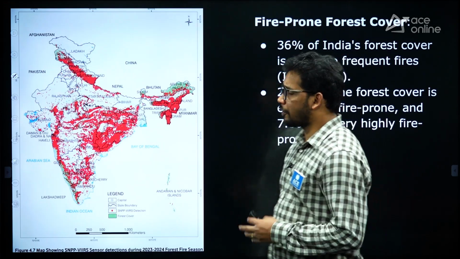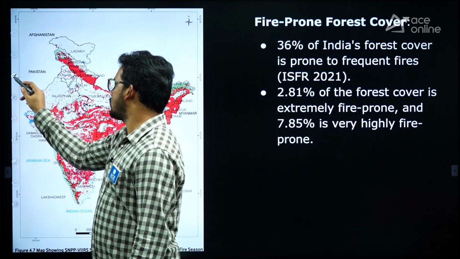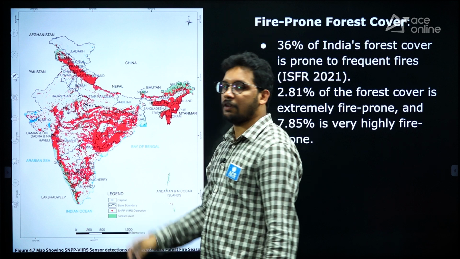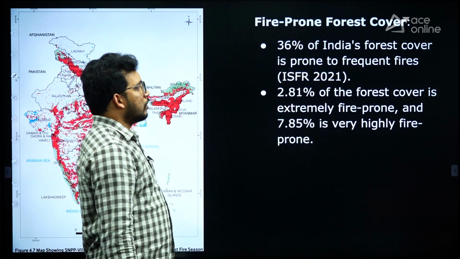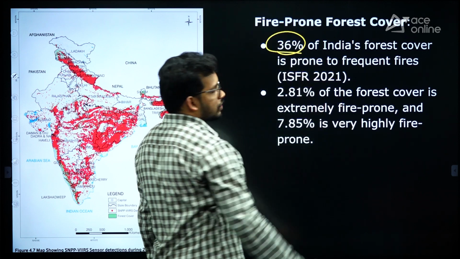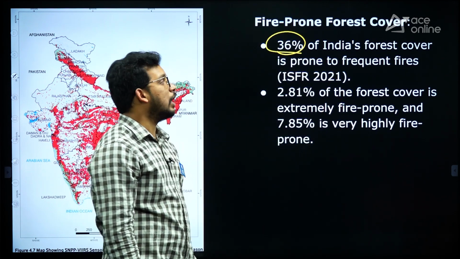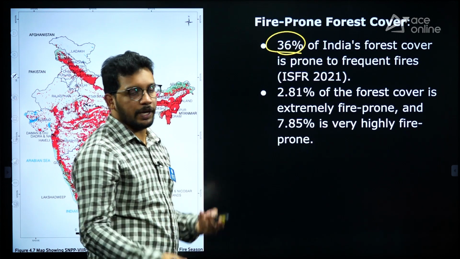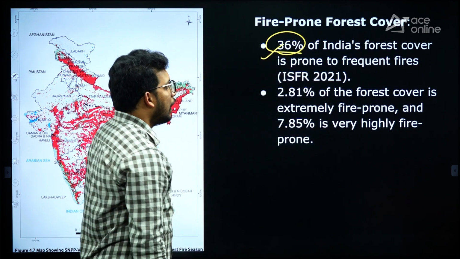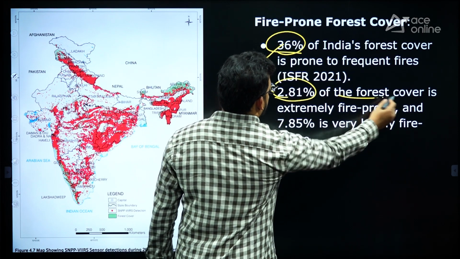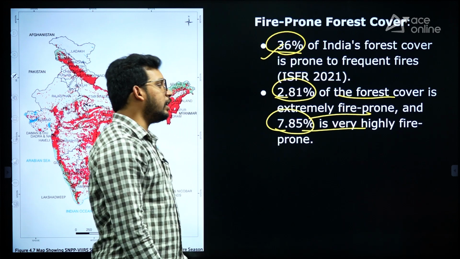Now we have the forest fire also. We have been given the forest fire data also, so that also we will see here. You can see this red one is the area which has experienced forest fires. Out of the total forest cover of 21.76, how much forest area is prone to forest fires? That is 36%, right? And out of that, 2.81 is extremely fire prone, and 7.85 is very highly fire prone.